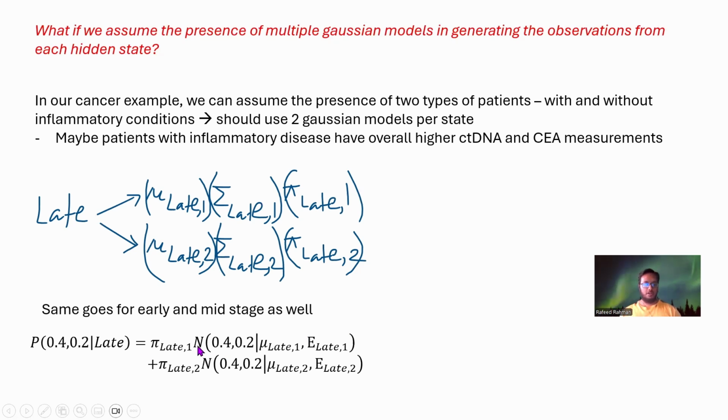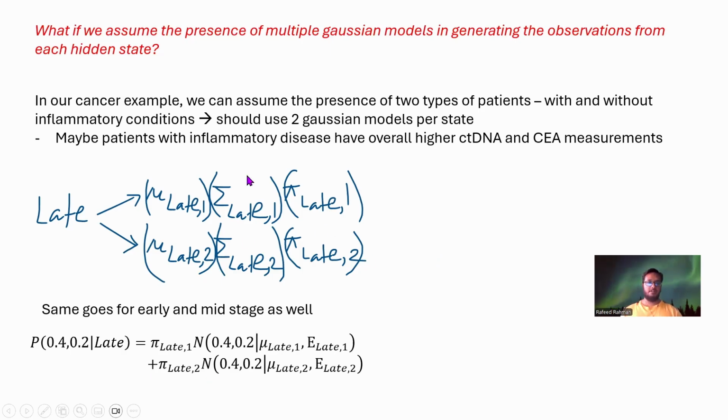First of all, you will apply the Gaussian formula, I mean the normal distribution formula that I just showed you before, for model 1, where you use the mean 1 and covariance matrix 1. You will also do it for model 2, where you use mean 2 and covariance matrix 2. But how will you add these 2 things up? You will simply use the weighted sum. The first one will be weighted by pi late 1, and the second one will be weighted by pi late 2. That is the contribution of pi.